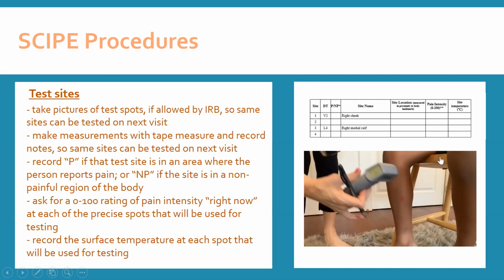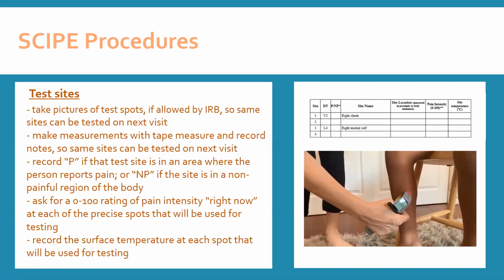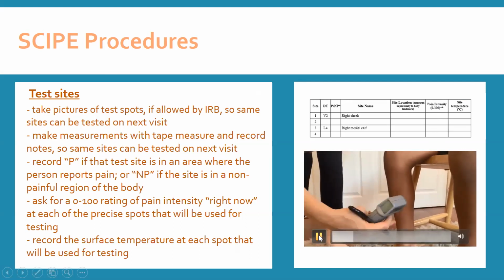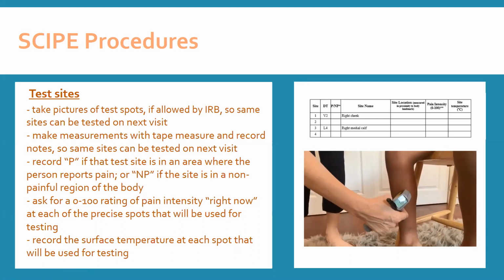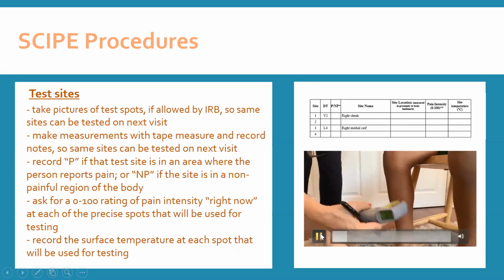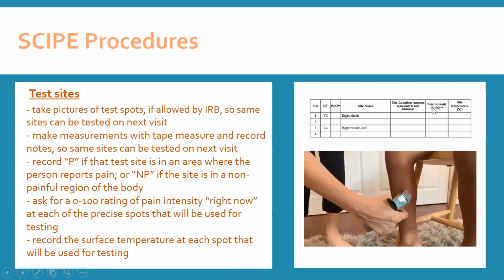Then you'll record the surface temperature. So very simply, you just put the thermometer against the skin, hold it for a second, and then it will give you the temperature reading. And you record that in degrees Celsius at each of the test sites.